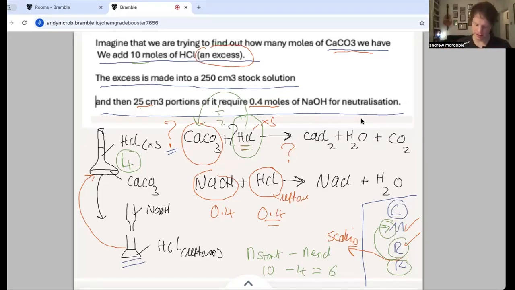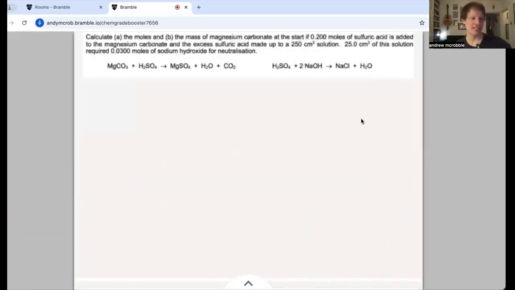Yes, well done, Emily. That's the correct answer. Okay, that's back titrations. They're quite scary, aren't they?